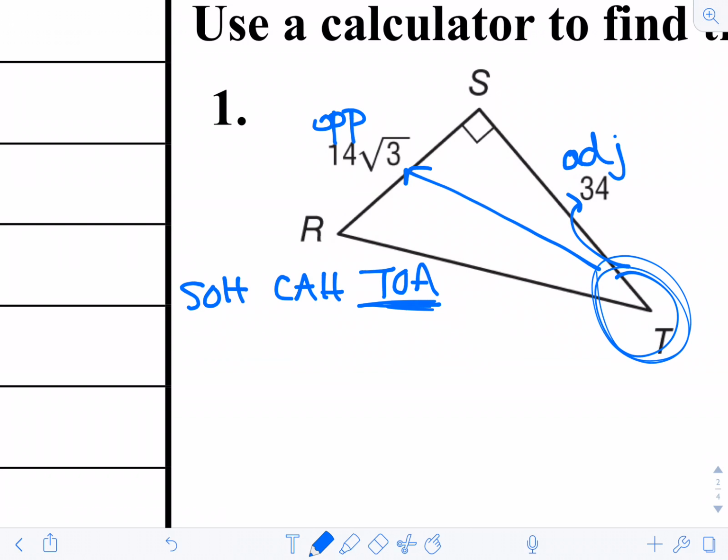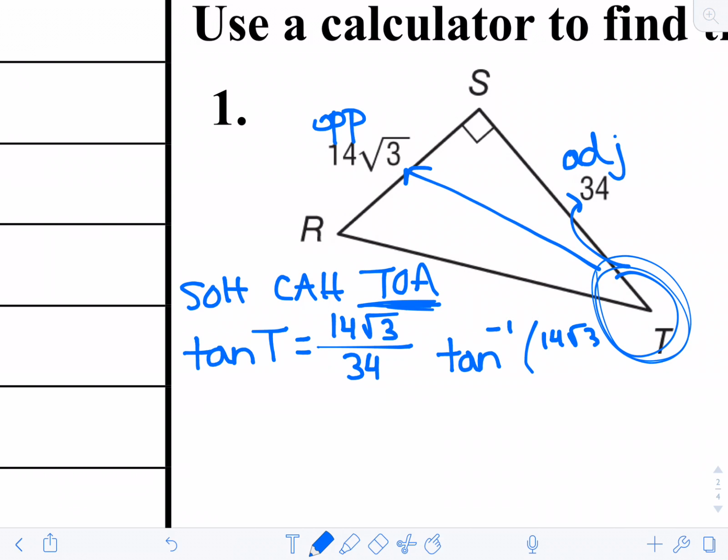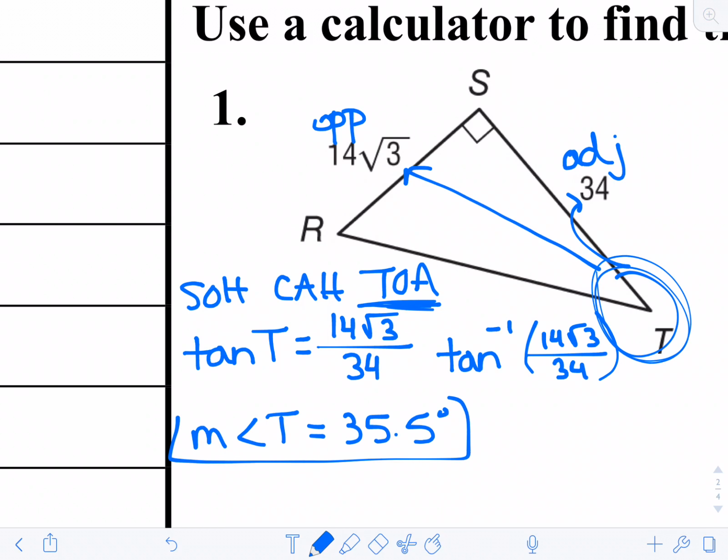So we're going to have tangent of angle T is equal to, opposite was 14 square roots of 3 over adjacent, which is 34. In your calculator, you're going to type in tangent to -1, so inverse tangent, 14 square roots of 3 over 34. We're rounding to the nearest tenth, so when you type all that in, it should come out to 35.5 degrees. Make sure that you are practicing this on your calculator before you come to class.